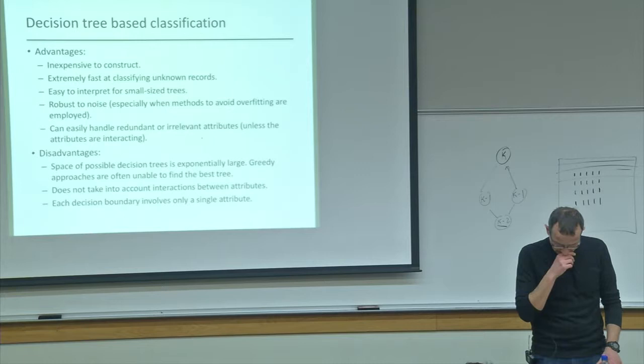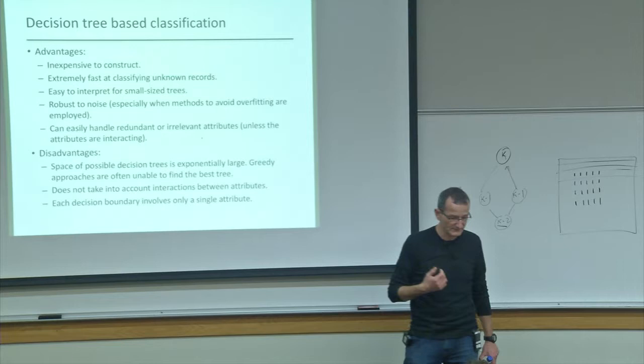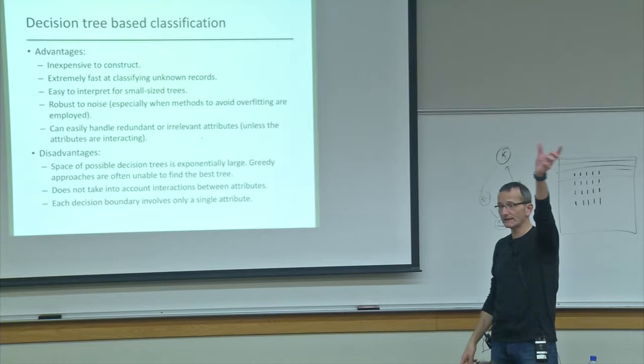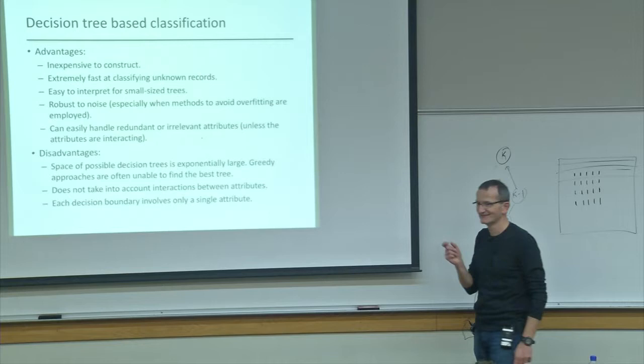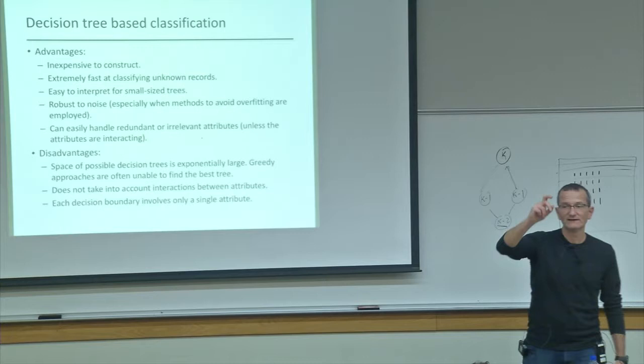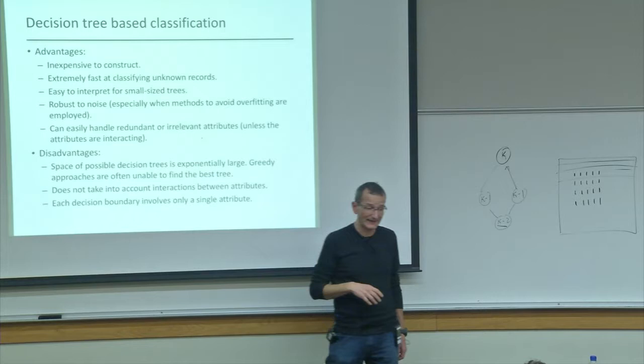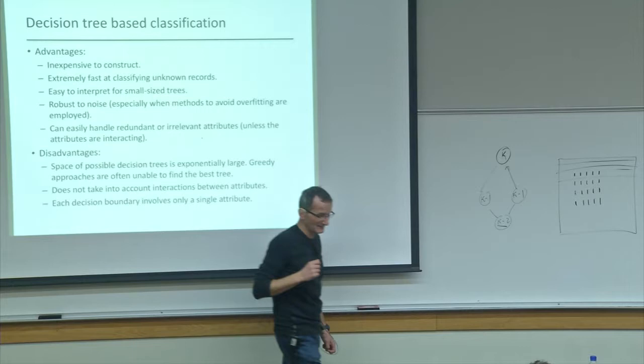The advantages of decision trees: they're very inexpensive to construct, and extremely fast at classifying unknown records. You can interpret them fairly easily because you can look at a path from the root to the leaf, read the variables along the path, and build a story around it. That's the way of presenting results to your boss: here's what my decision tree said. So you can actually make sense out of it. It can easily handle redundant or irrelevant attributes. I put "easily" in quotes here, because I'll show you an example where it cannot really do that all that well in certain cases.